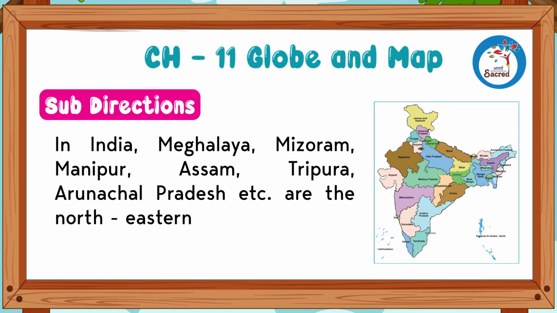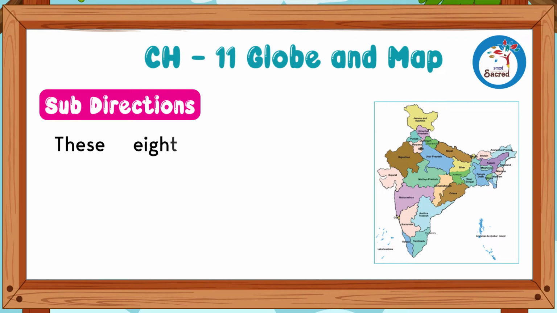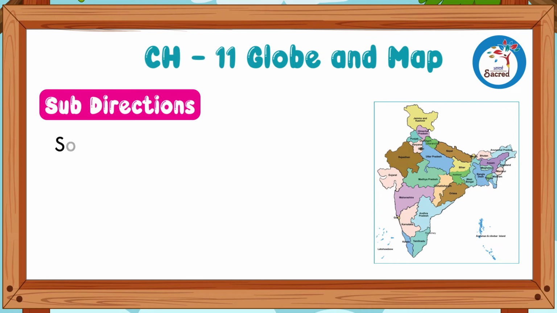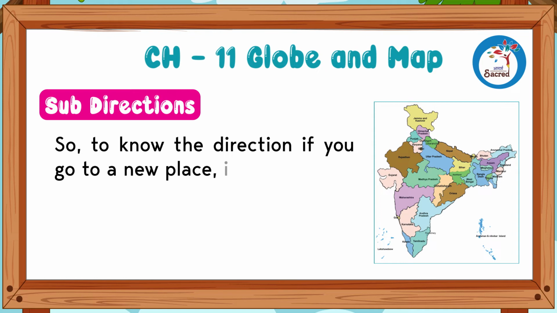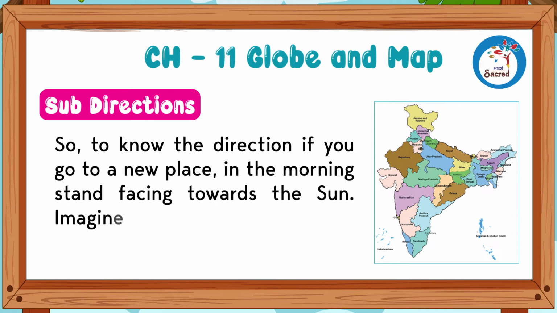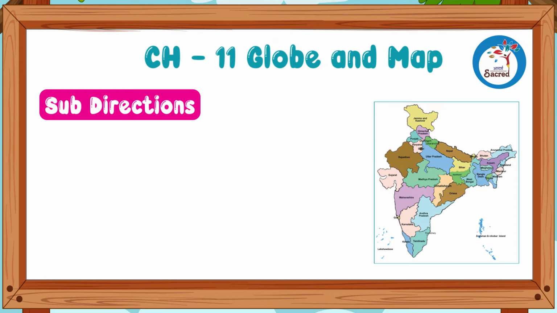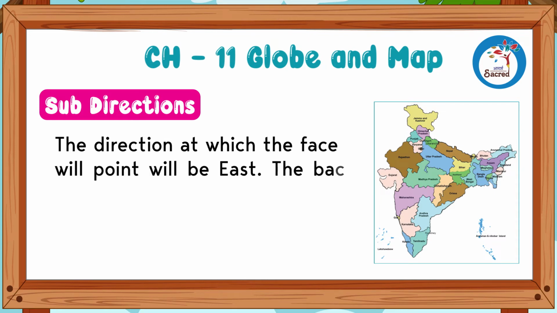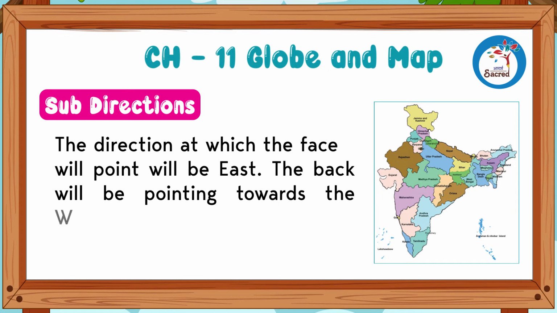are the northeastern states. These 8 directions and subdirections help us in finding the position of a place. Every day the sun sets in the west. So, to know the direction, if you go to a new place in the morning, stand facing towards the sun. Imagine that your face is pointing towards the sun. The direction at which the face will point will be east. The back will be pointing towards the west.